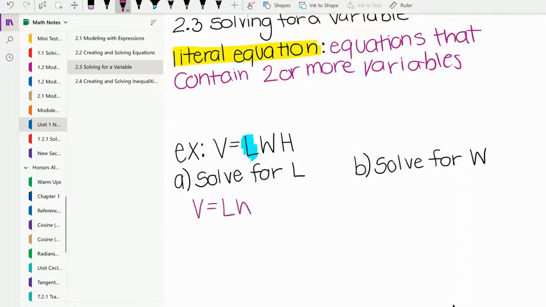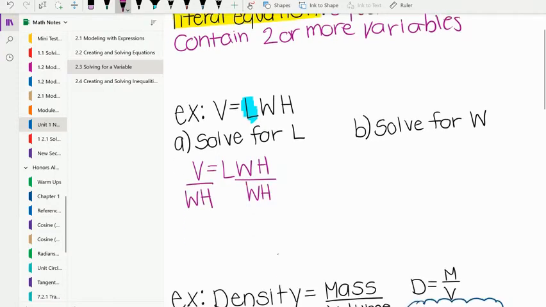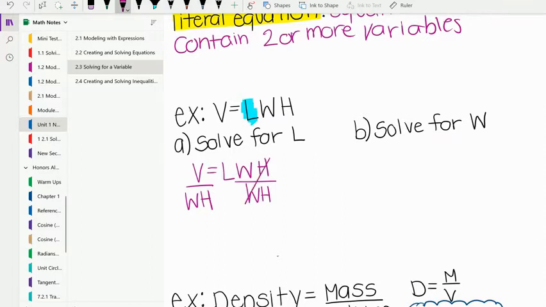V equals LWH. So right now we can see that the L is being multiplied by WH. So in order to undo the multiplication, we're going to divide. So it looks kind of weird, but it actually is pretty much done. So that means V over WH is equal to L. And that's it.